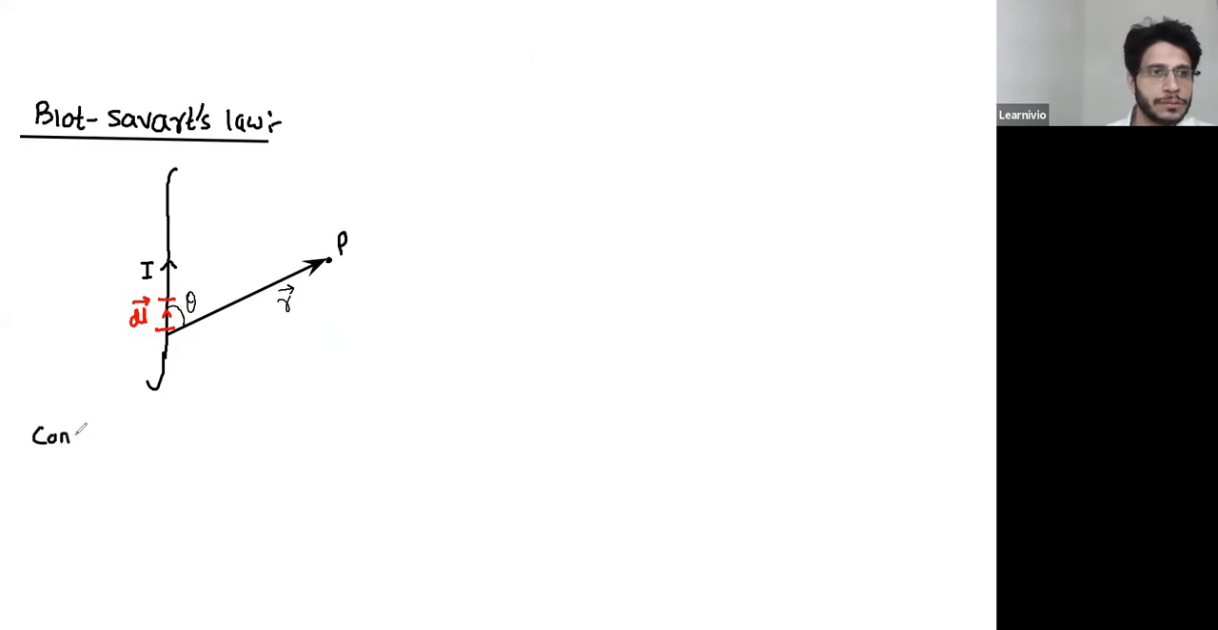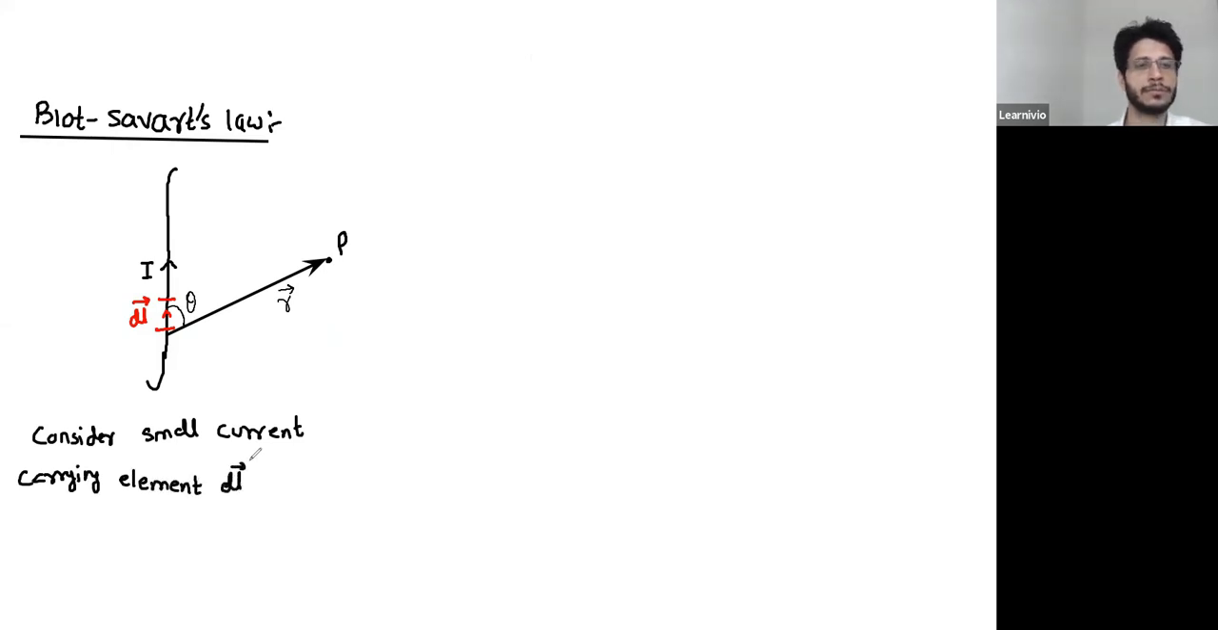So consider a small current carrying element dl, or Idl. For Biot-Savart's law, I'm not considering the whole wire. I'm just considering a small element which is ideal. Obviously, it's a current carrying element. This current carrying element will generate some magnetic field at P.